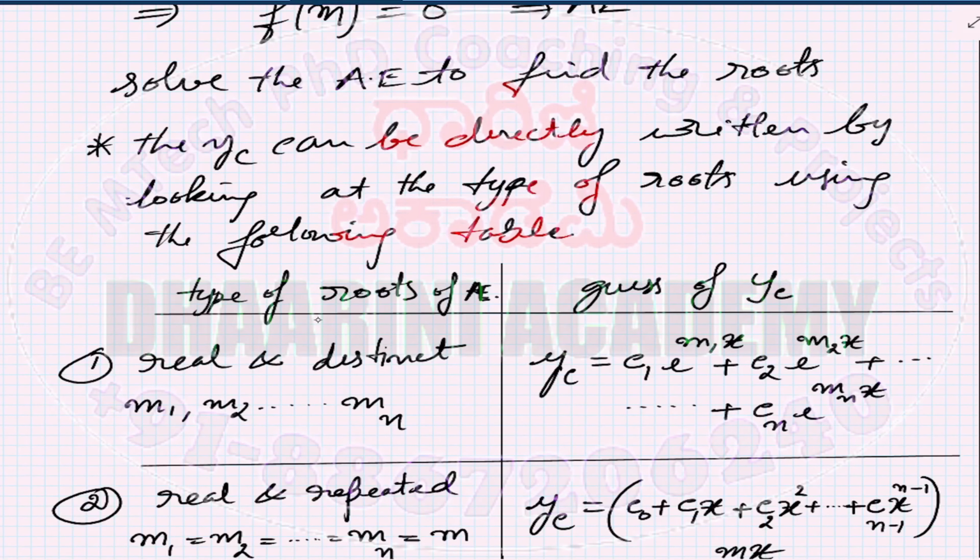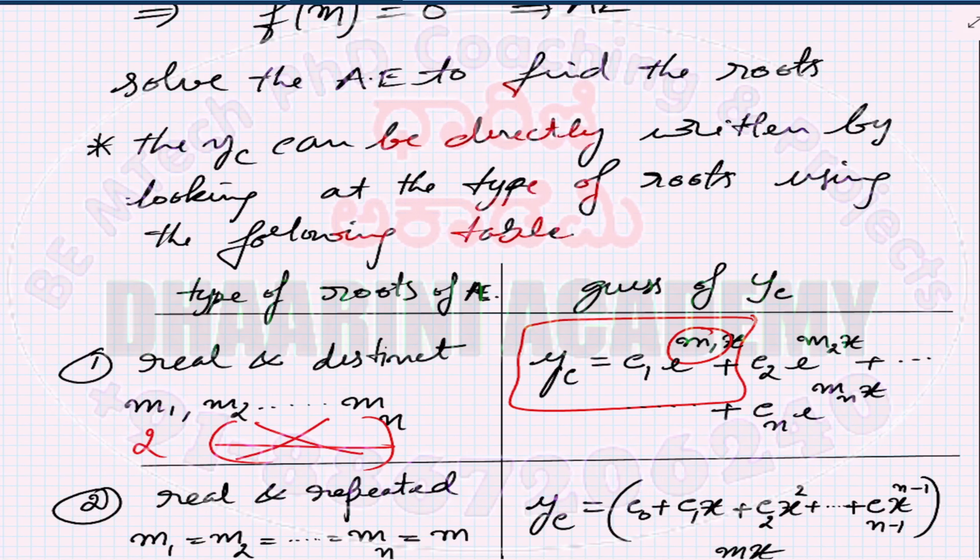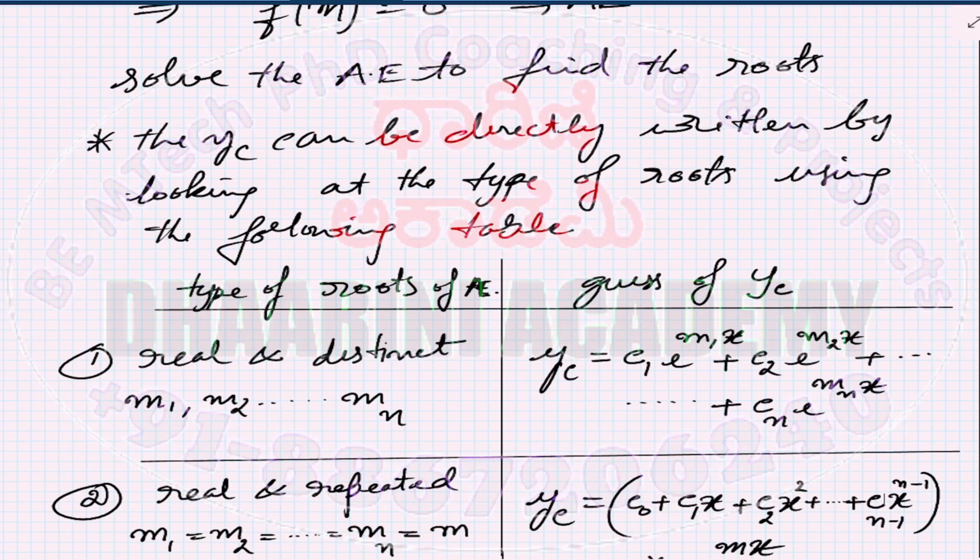If the root is real and distinct, the yc will be a constant into e to the power m1 into x. m1 is 2 now. There is no m2 to mn in this case. Only m1 is 2. So I can write this type of yc for the first root. Okay, so my yc I'll start writing now. So I'm expecting a constant into e to the power the root into x. Okay, so let me write that now.